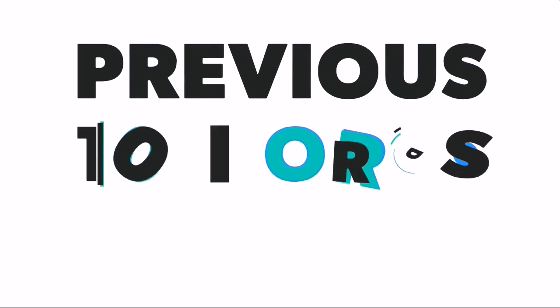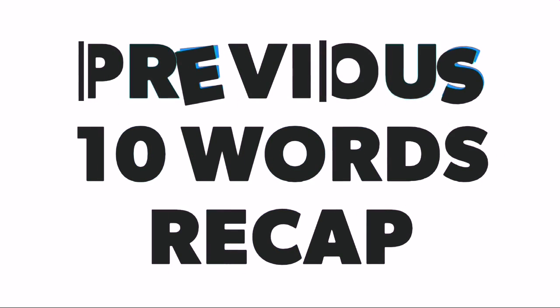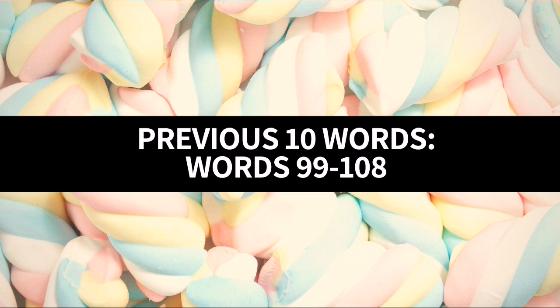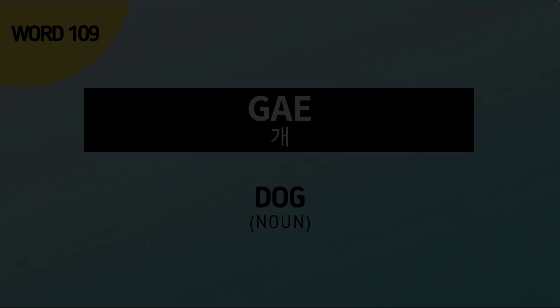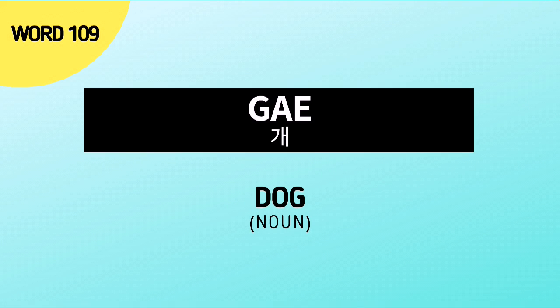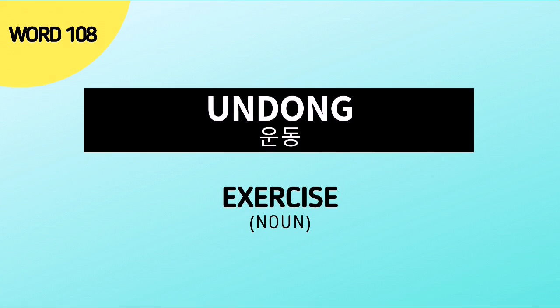Now let's proceed to the previous 10 words recap. As of now, the previous 10 words are words number 99 to 108. But don't forget our word for today, word 109, ge, which is the Korean noun for dog. Word number 108 is undong, which is the Korean noun for exercise.